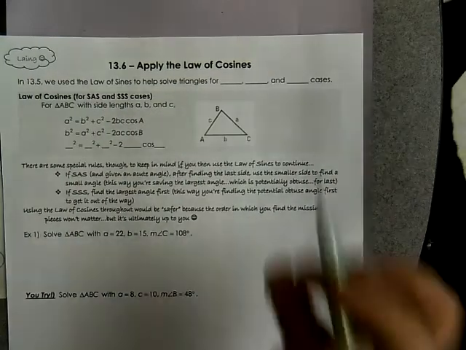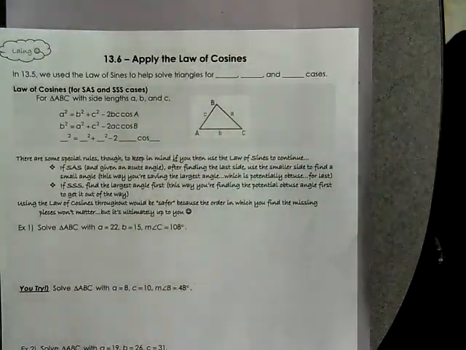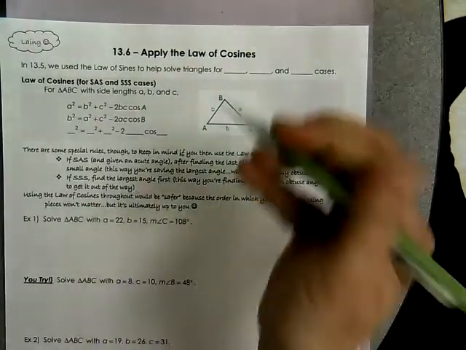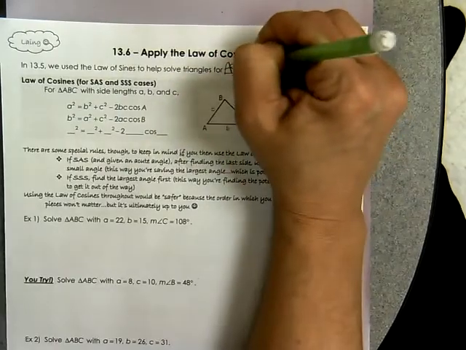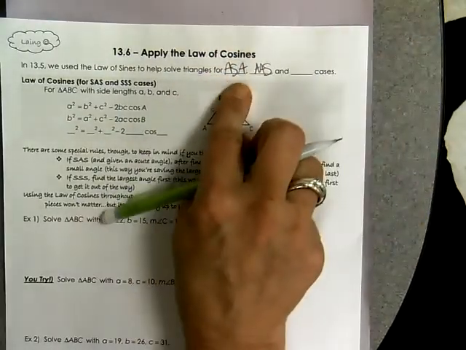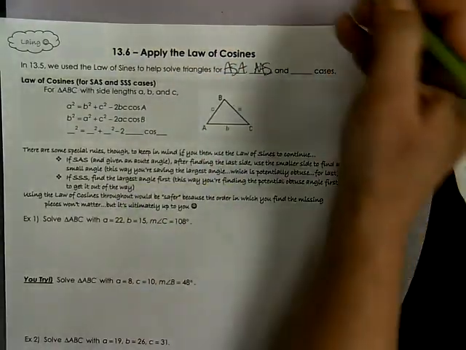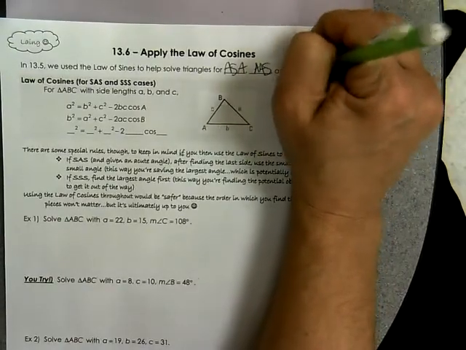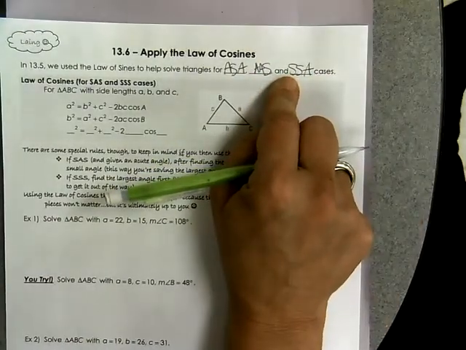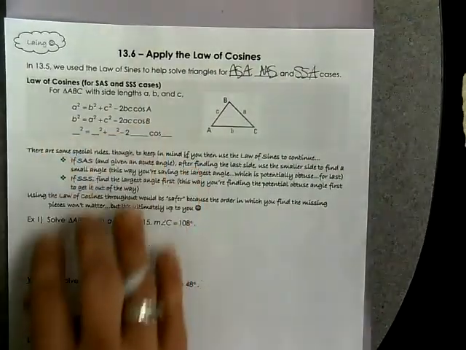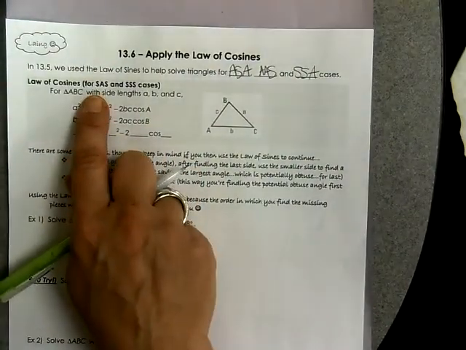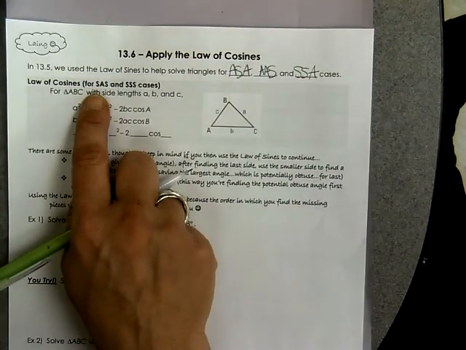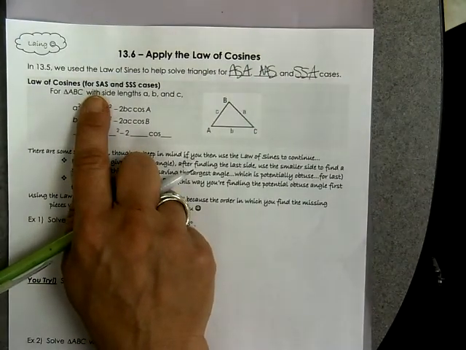All right, so today's lesson is about the law of cosines. In the last section, we used the law of sines to help solve triangles when we knew two angles and a side, if we had an ASA or an AAS case, and then also that tricky SSA case that sometimes threw us some issues. But we use the law of cosines when we have side angle side and side side side cases.